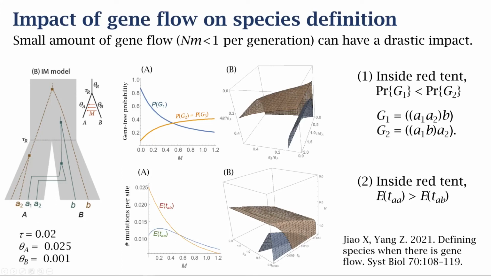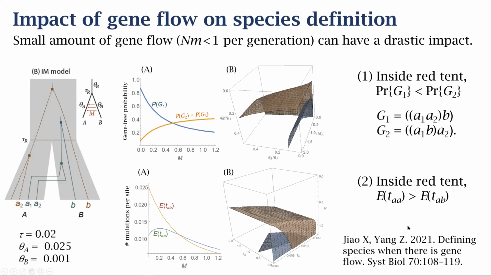Or more precisely, we take two sequences, A1, A2, and one sequence B. So I have two measures of closeness. One is to think about these two possible gene tree topologies. G1 has A1, A2 together. G2 has A1, B together, or A2, B together. So you can have a bit of gene flow between the two species so that G1 is less probable than G2.